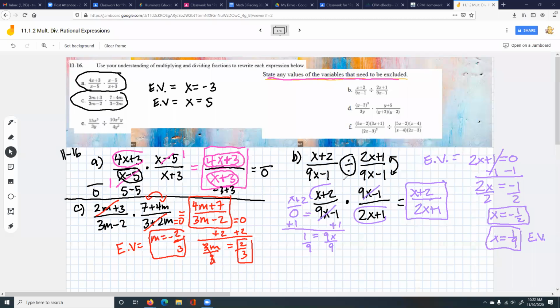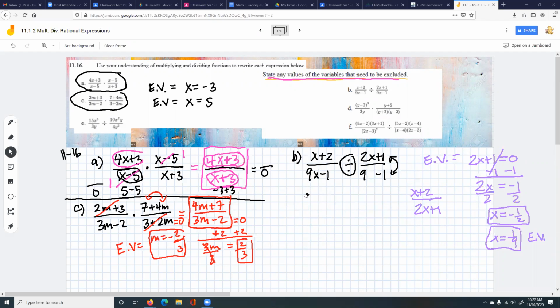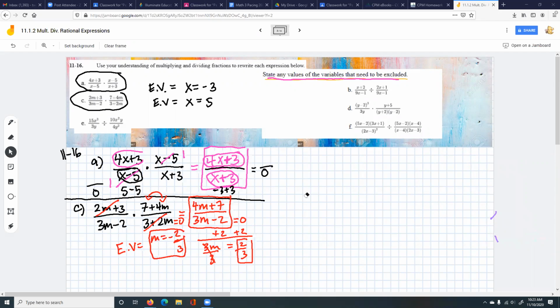Okay, I need to erase this section over here. So if you need to take a screenshot, then go ahead, but I need to make more room. So let me erase this guy right here. Okay, so let's see, draw again. Let's do D.